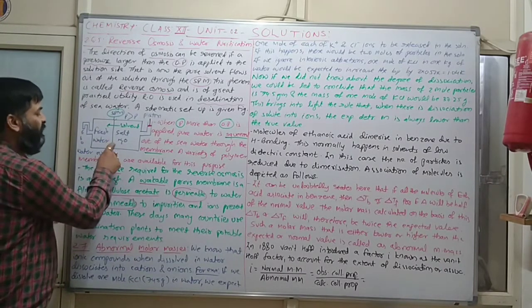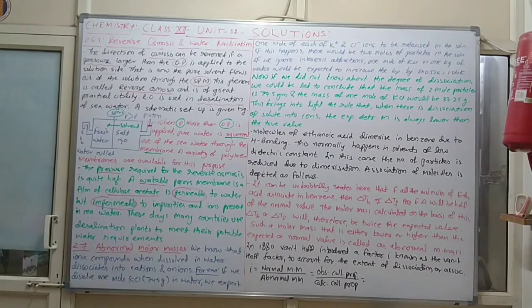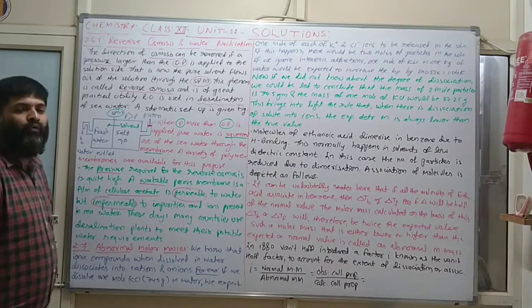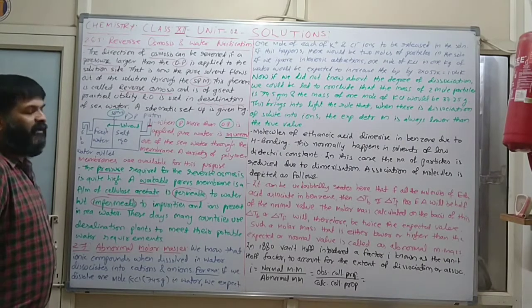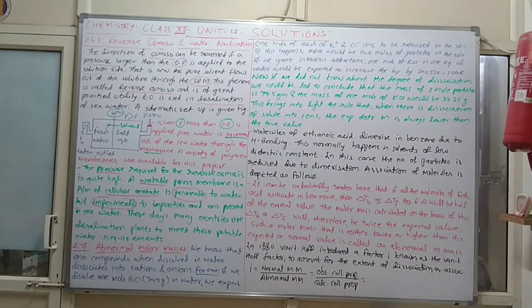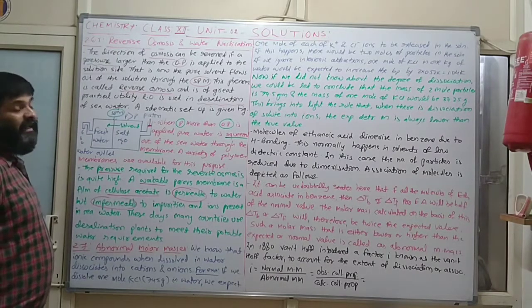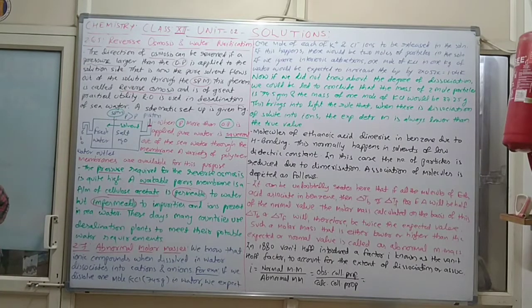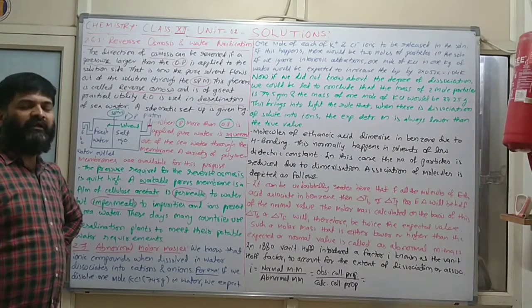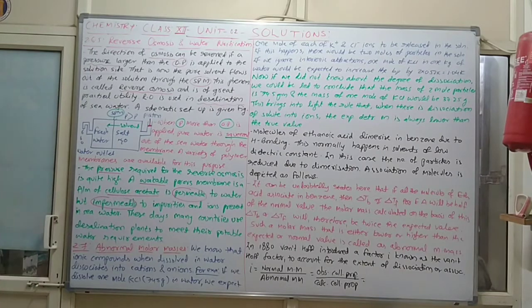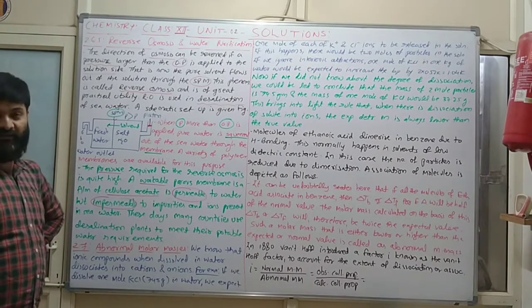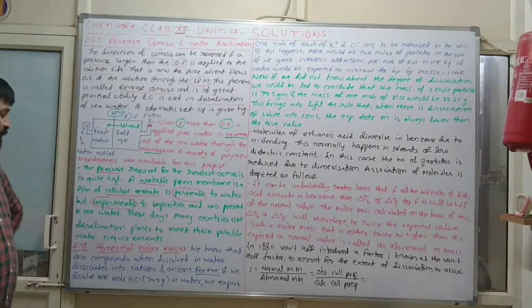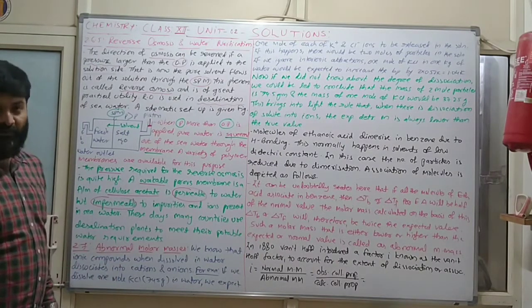Here one of the most important things is the semi-permeable membrane. In case of seawater, the amount of solute particles will be more. In this way, one question that can be asked is the difference between osmosis and reverse osmosis. So this is the complete information. Clear? Now we will discuss abnormal molar mass.